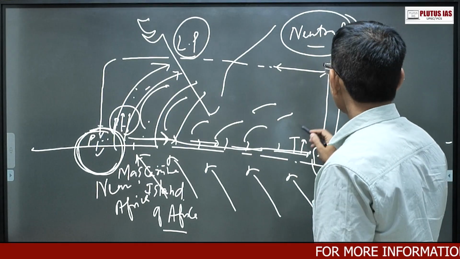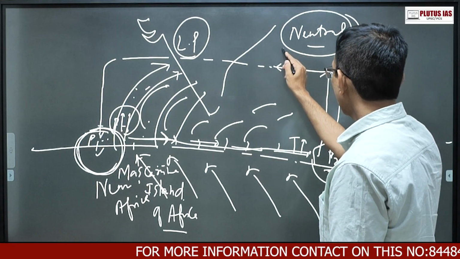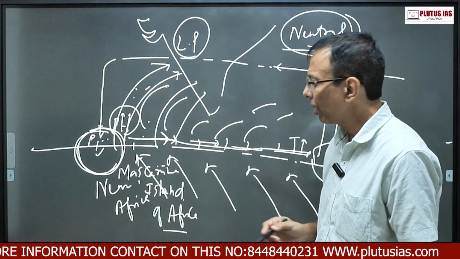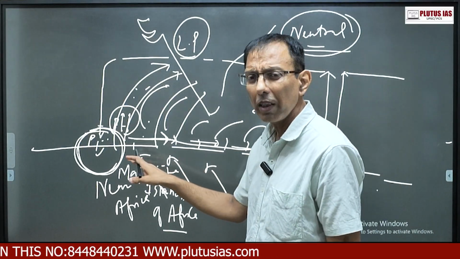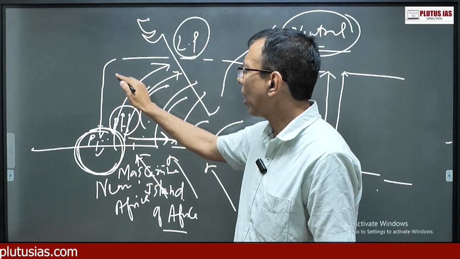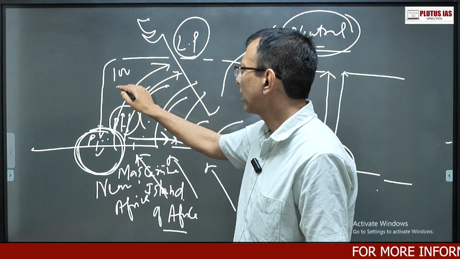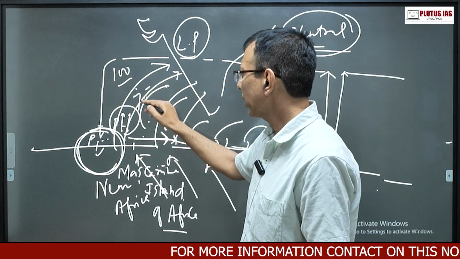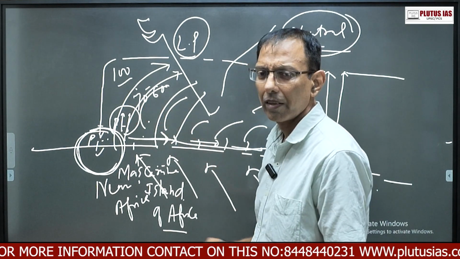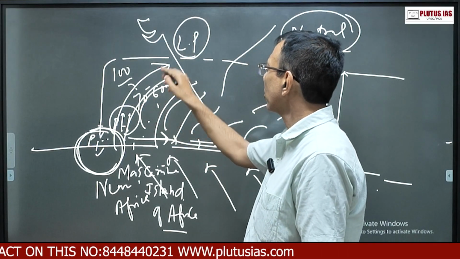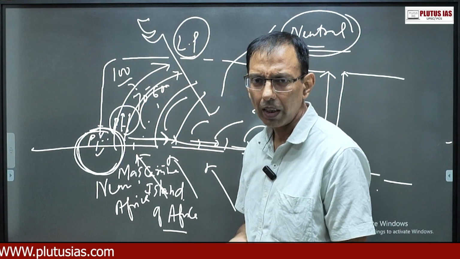So in case of neutral phase, normally it is said that out of 100, 70 or 60 parts would be reaching India, right?